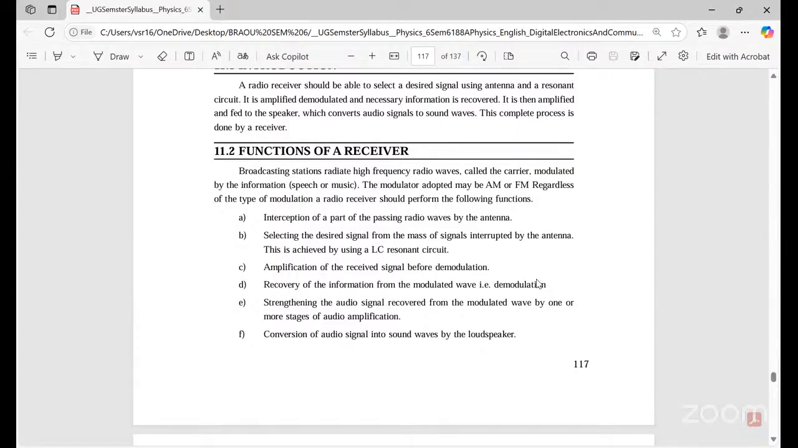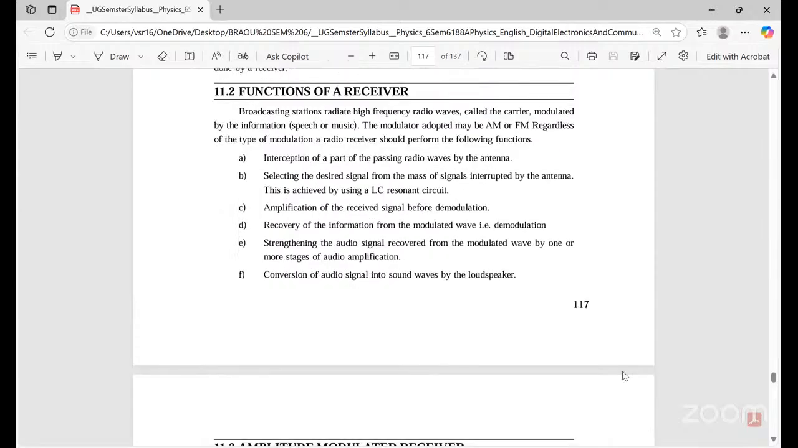So what are the functions of a receiver? These are very, very important. Whenever you are broadcasting a signal through the broadcasting stations, which radiate high frequency radio waves, which are called the carrier, modulated by the information. This may be a person giving a speech, or a musician playing music or any song. Then the modulator adopted may be amplitude modulation or frequency modulation. Regardless of the type of modulation, a radio receiver should perform the following functions.